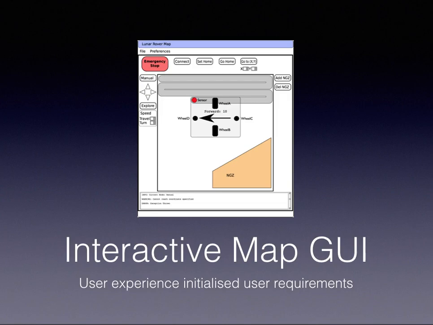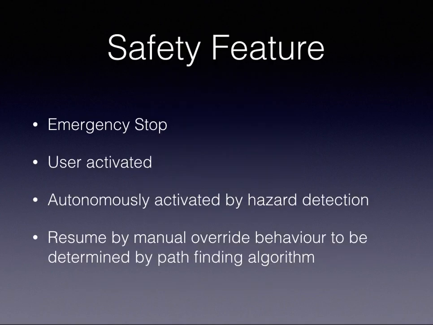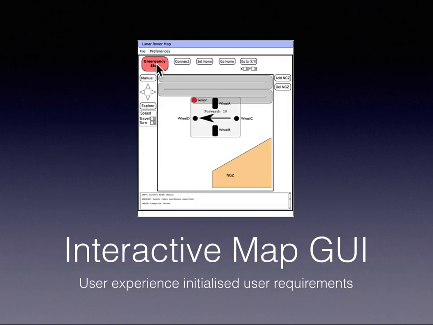While moving around in manual mode and in move to location, we have a safety feature, which is the emergency stop, which can be user activated or autonomously activated by hazard detection, and will be resumed by manual override, and then how it will pick up will be determined by the pathfinding algorithm that we haven't designed yet. So this safety feature is the emergency stop, which is the most direct feature on the map here.